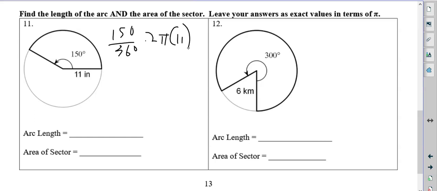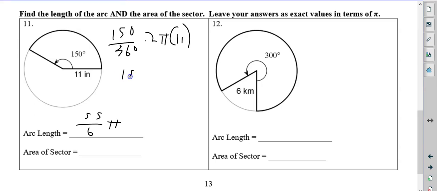So once again, you're just going to type in your calculator, 150 times 2 times 22 divided by 360, and let the calculator reduce it for you. And you'll get 55 over 6 pi, or 55 pi over 6.